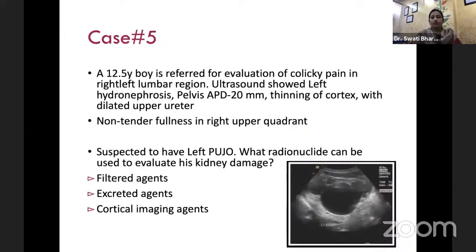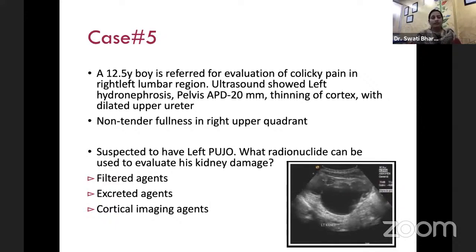So moving on to the next case, this is a 12-and-a-half-year-old boy referred for evaluation of a colicky pain in the right lumbar region. Sorry for the typographical error. It was left lumbar region. Ultrasound showed left hydronephrosis, and AP diameter of the renal pelvis, as you can see, it is 20 millimeter with thinning of the cortex and dilatation of the peripheral calyces as well.